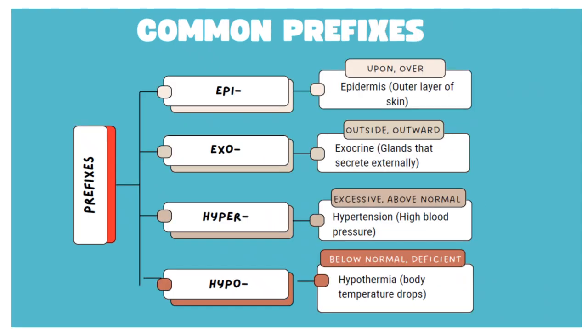Again, a common prefix, we have epi, means upon or over, above. Like epidermis is the outer layer of the skin, the layer of the skin above the dermis. Exo means outside, outward. Exocrine, the gland that secretes its secretions outside that gland. So exo is outside. Hyper means high, hypo means low.